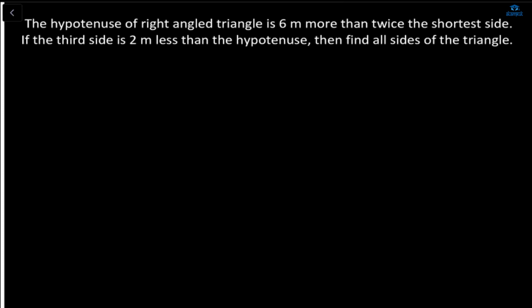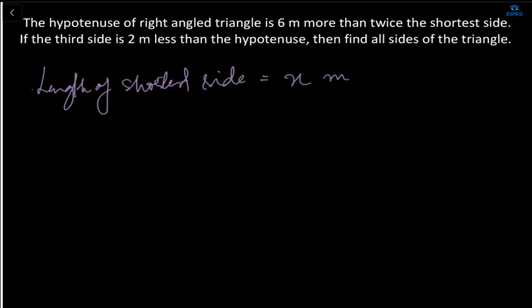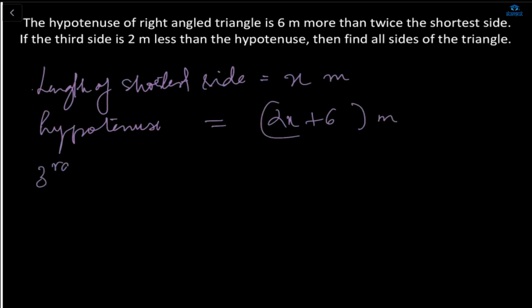Okay. Ma'am, the third side will be 2x plus 6 minus 2 meters, which is 2x plus 4. Then we use the Pythagoras theorem.